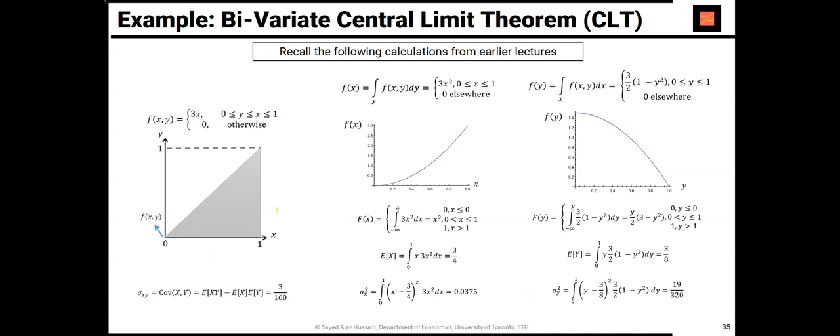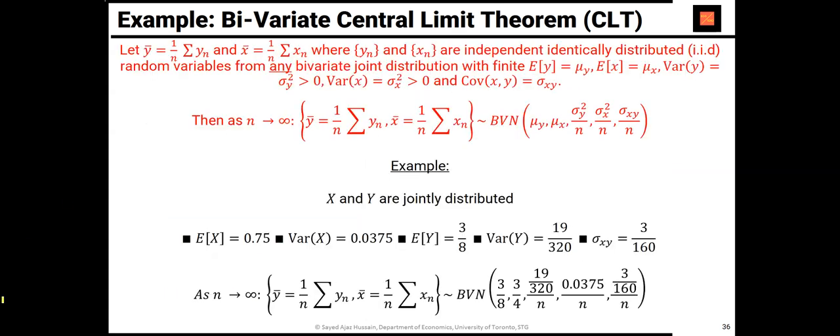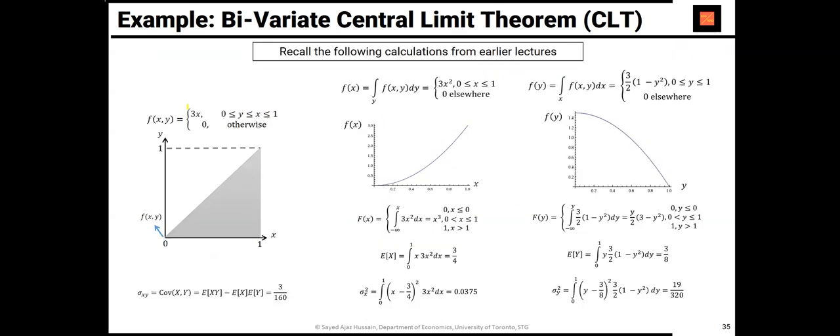But supposing you want to invoke the CLT over here. So you want to take this joint PDF. You have the marginal PDFs of x's, of y's. You have all these results. Let's apply the CLT. So x and y are jointly distributed. It doesn't matter what distribution they are. It's not bivariate normal for sure right now.